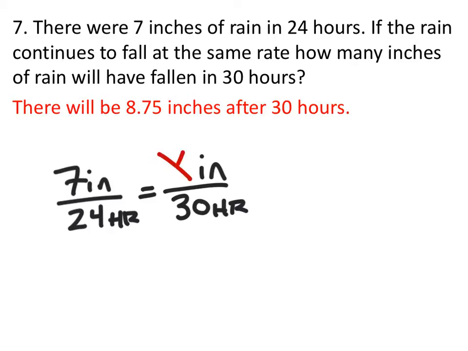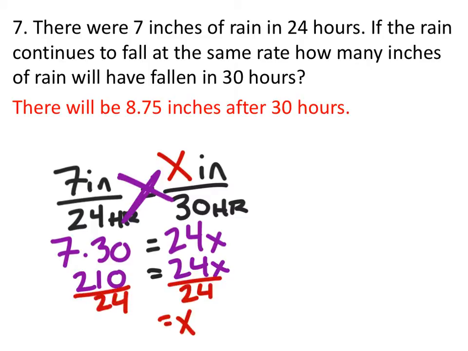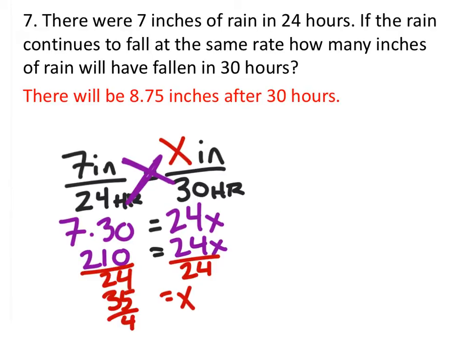And again, I'm going to use x as my unknown, and that is what we will solve for using cross multiplication. So I've got 7 times the 30, which would be the value on the left, and this will equal 24 times x on the right. And that 7 times 30 gives me 210 equals 24x. And we'll divide both sides by 24. And it looks like that would give us 35/4.